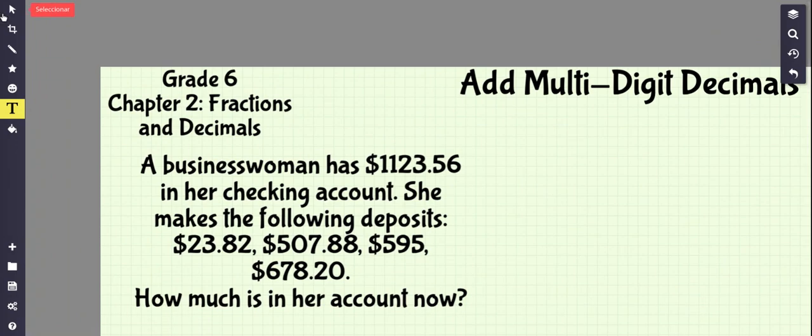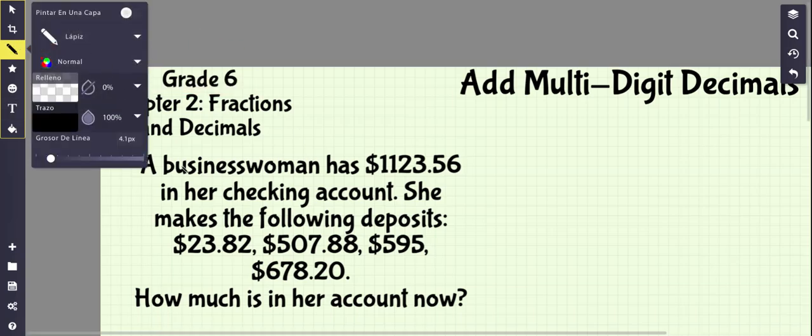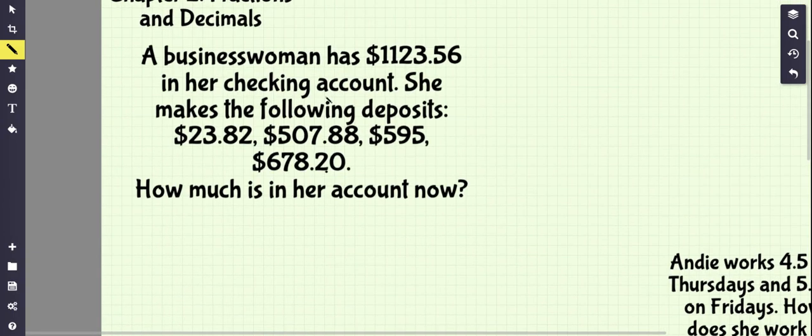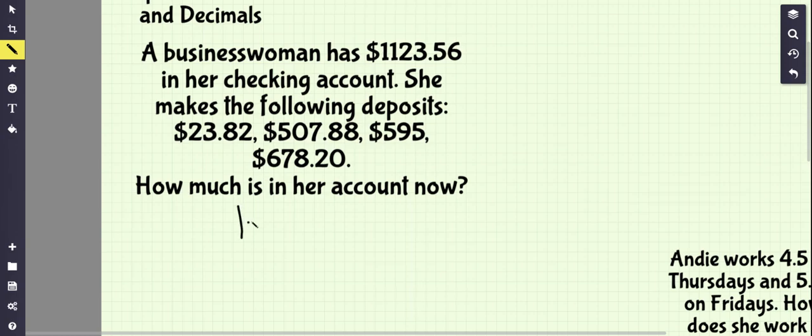So we're gonna look at this word problem. We're gonna identify it. It says a businesswoman has $1,123.56 in her checking account. She makes some deposits. She puts in all this money. How much is in her account now? We already know that she starts with $1,123.56.